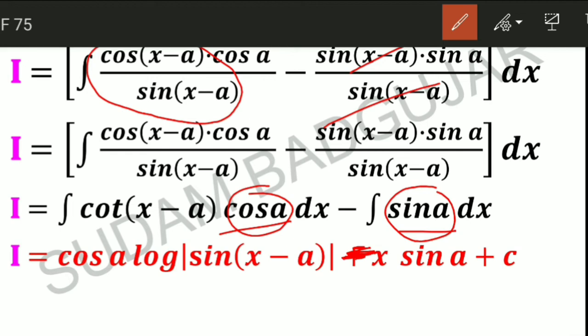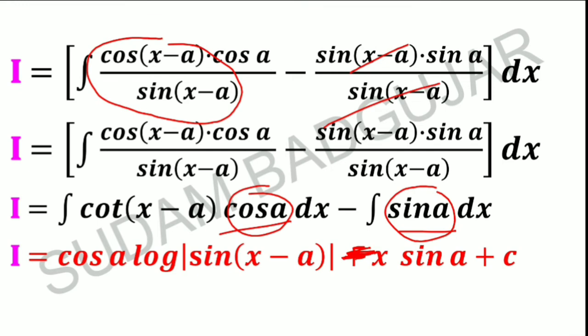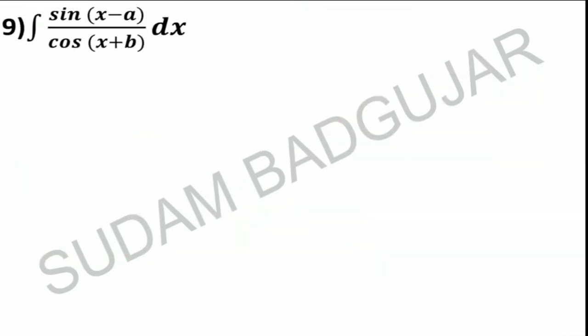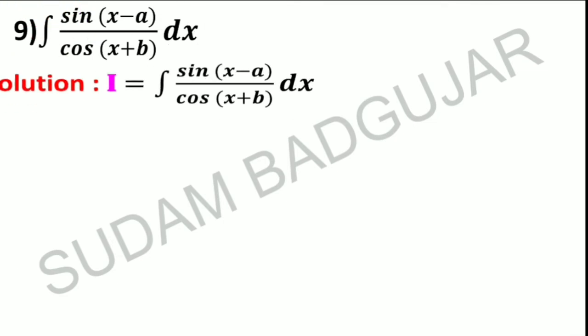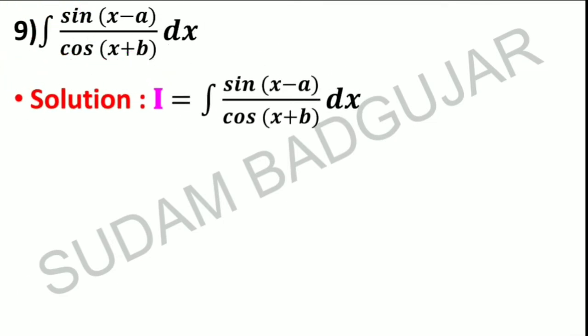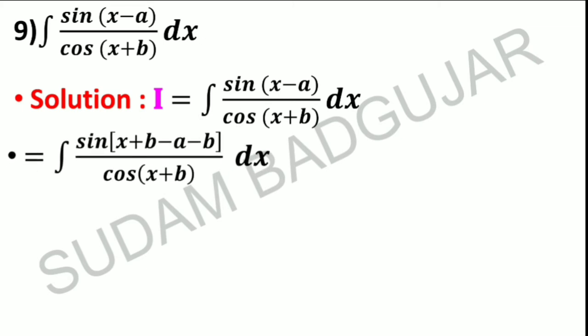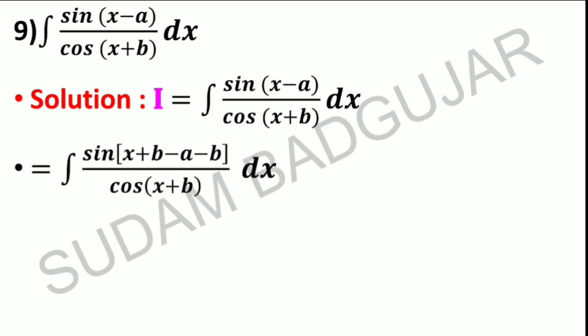Now the next integration, question number 9: integration of sin of x minus a upon cos of x plus b. How to integrate this? Let I be equal to the given integration. You have to adjust the numerator angle, that is, add and subtract b in the numerator: sin of x plus b minus a minus b, upon cos of x plus b.